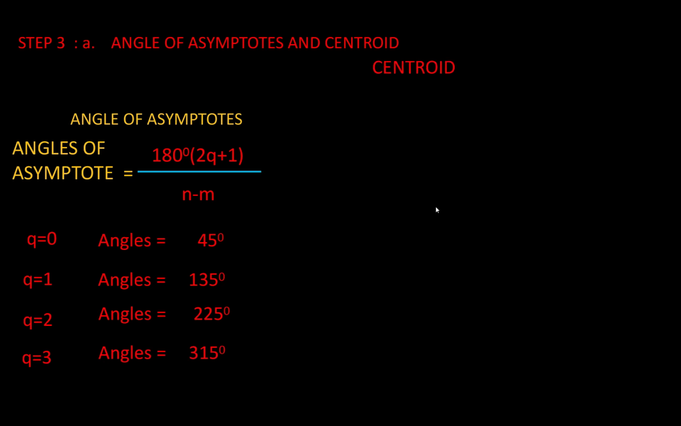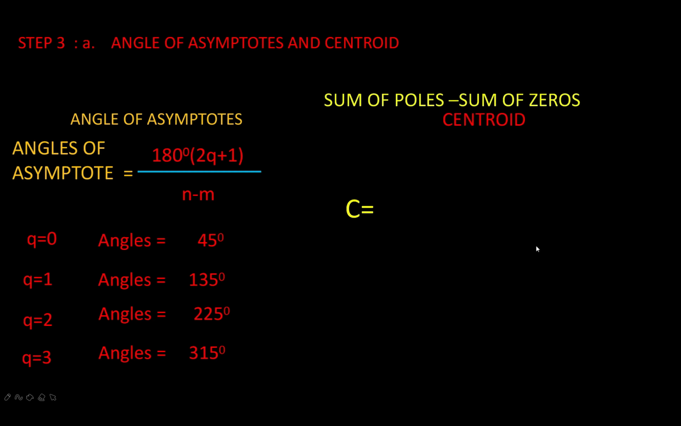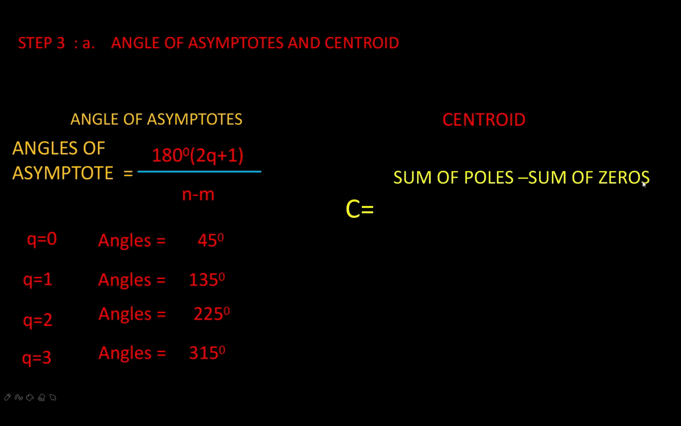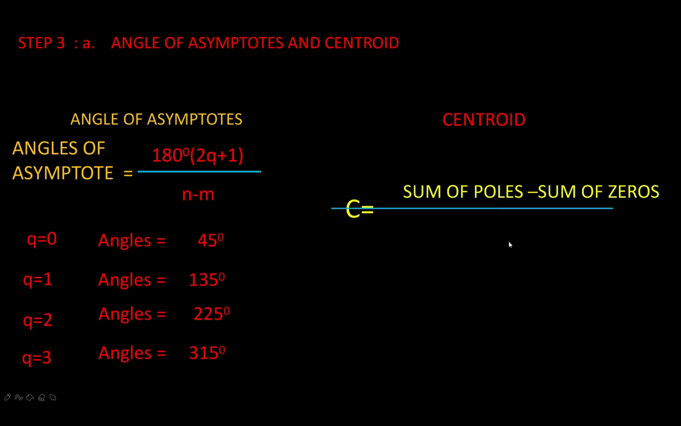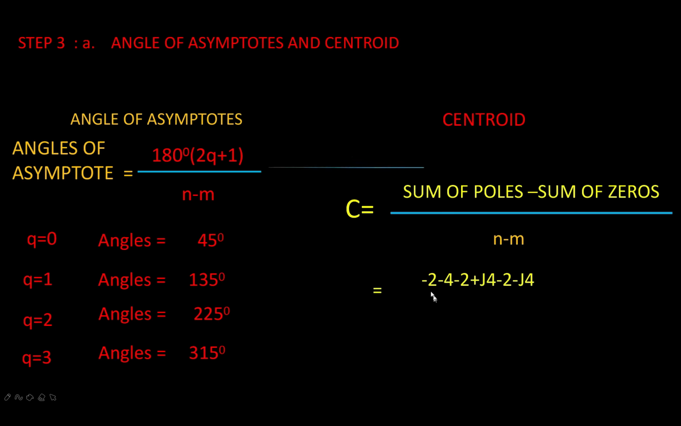Now we'll see how to find the centroid. The centroid formula is given by the sum of all the poles minus the sum of all the zeros, divided by n minus m. So n minus m, once again, is 4 minus 0. But for varying the q value, we can substitute by finding n minus m minus 1, so that we can come to know how to vary the value of q. By substituting all the values of the poles, -2, -4, -2 plus j4, -2 minus j4, divided by 4, we get the centroid C equal to -2.